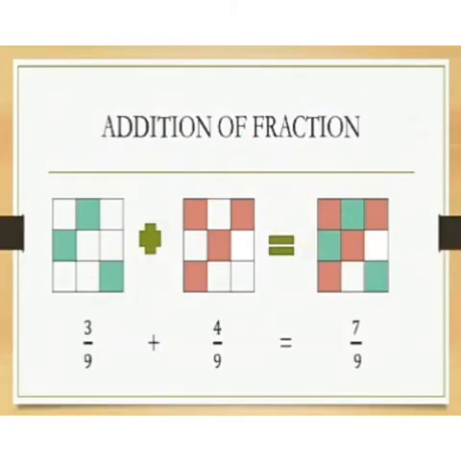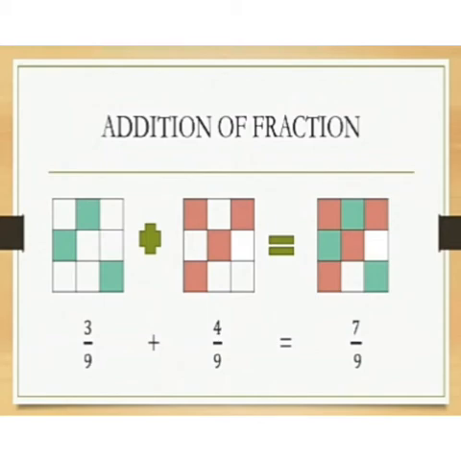Let's proceed. We also have here addition of fractions. 3 over 9 plus 4 over 9 gives us 7 over 9. How did we achieve this? Where the denominator is common, you do not add the denominator, you only add the numerators. Here the numerators are 3 and 4. So 3 plus 4 gives us 7. So we have the fraction 7 over 9.